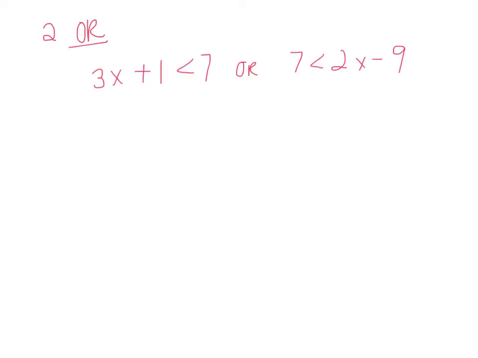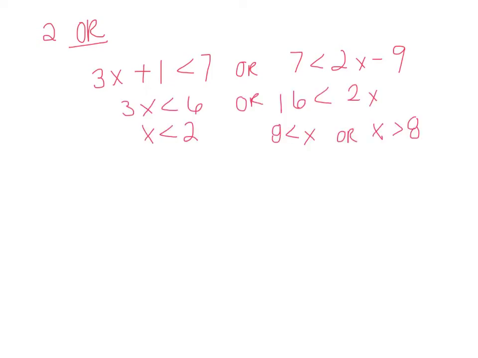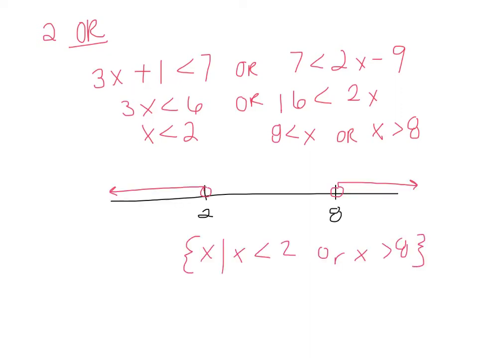To solve the compound sentence 3x plus 1 is less than 7 or 7 is less than 2x minus 9, we solve each part separately. There is no short way to write a sentence containing or. We graph this solution set as shown with open circles. Next, we will discuss compound inequalities that contain absolute values.